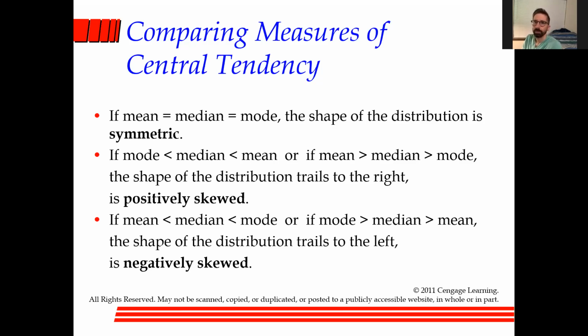Now, for negatively skewed, the mean is going to be smaller than the median, and the mode will be bigger than the median. So the mode's going to be the biggest of the three, typically, and the mean is going to be the smallest, with the median in the middle. And then positively skewed, the mode is going to be the smallest, with the mean being the biggest, and then again the median's in the middle.